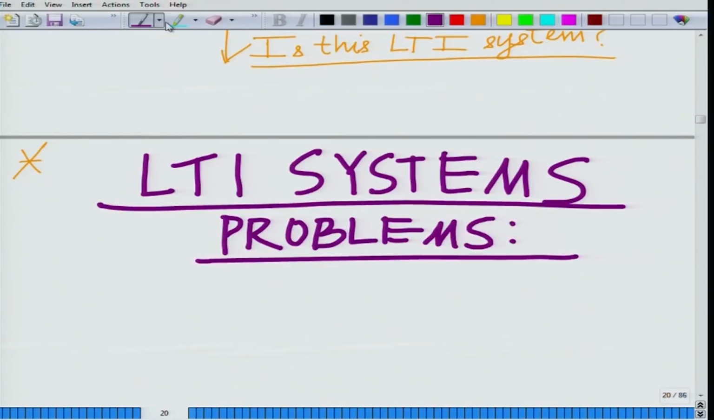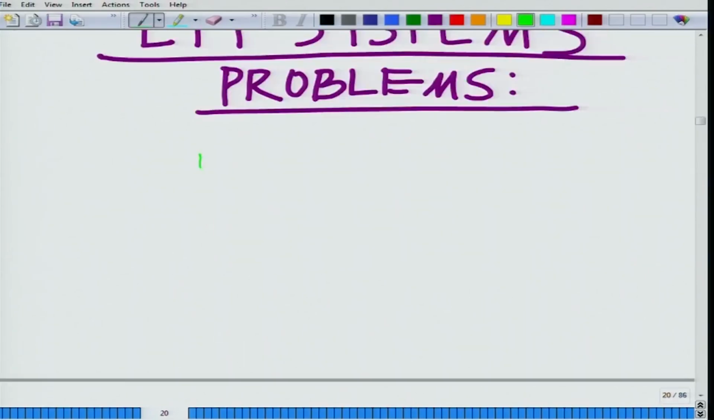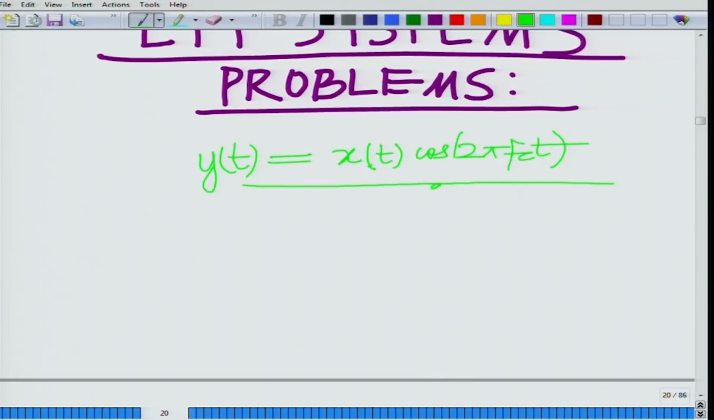So the problem that I'm currently trying to address is whether this modulation by carrier, that is y(t) equals x(t) times cosine 2 pi fct, is an LTI system. Now to first do that, let us check linearity. Is this a linear system?